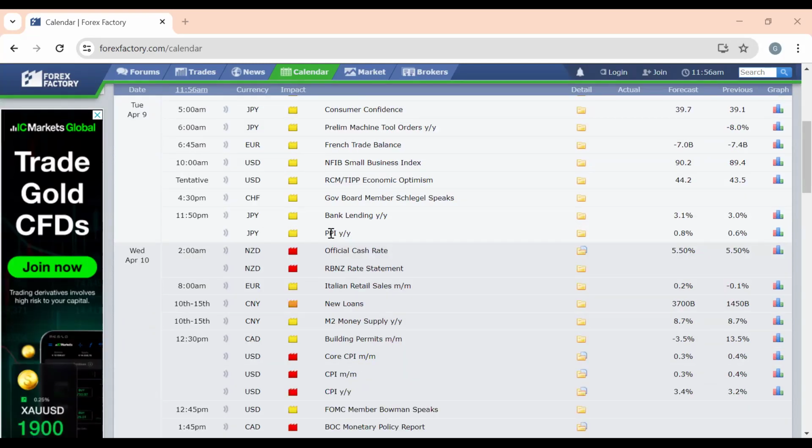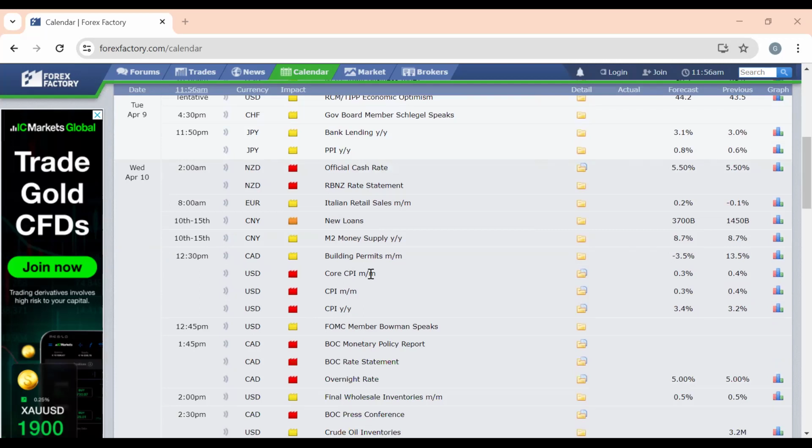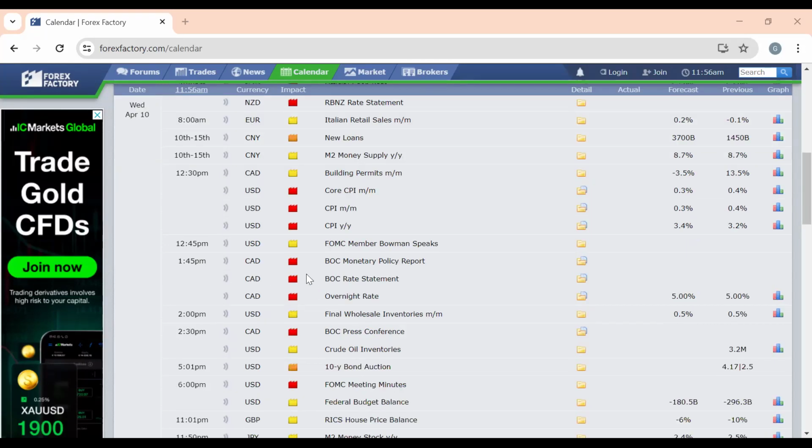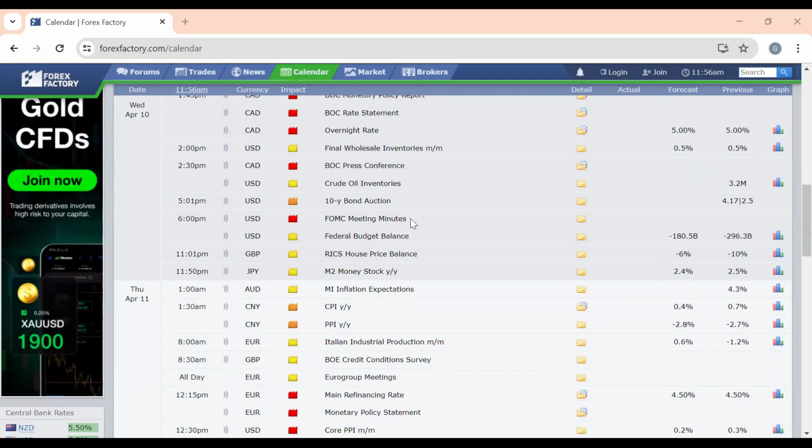But from Wednesday, we will see we have an official bank rate from the Reserve Bank of New Zealand, where they are expected to retain the rate at 5.5%. Same day, we'll see core CPI data across the US, and then we will see also another interest rate decision to affect the Canadian dollar. That's from the Bank of Canada. We expect them to retain the rate at 5.0%. And then FOMC meeting minutes will be read out.